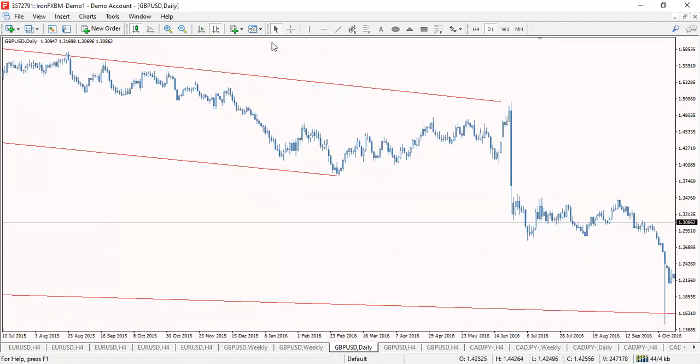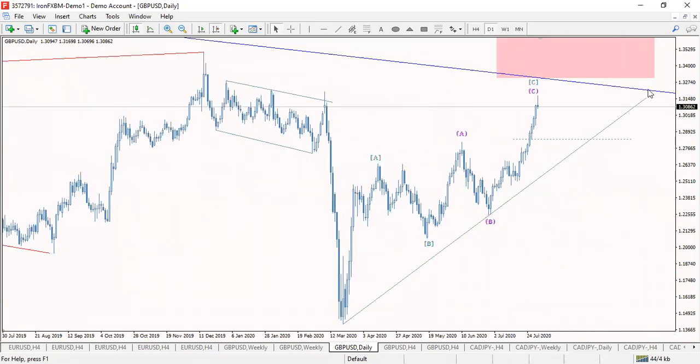Daily time frame. On this one, this market gave us an A. This right here is a B. Now, this right here is an A, B, and a C. This whole thing makes up a C, a wave C. So this is a complete structure.